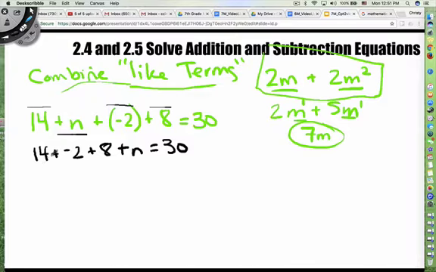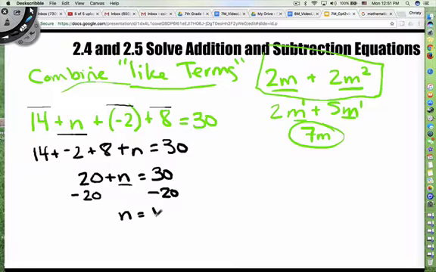So 14 plus a negative 2 brings us down to 12, plus 8 is 20, plus n is equal to 30. And then we isolate the term, so we subtract 20 from this side, subtract 20 from this side, and we get n is equal to 10. Okay, and then we can plug it back in. 14 plus 10 is 24, minus 2 is 22, plus 8 is indeed 30, so that checks out.